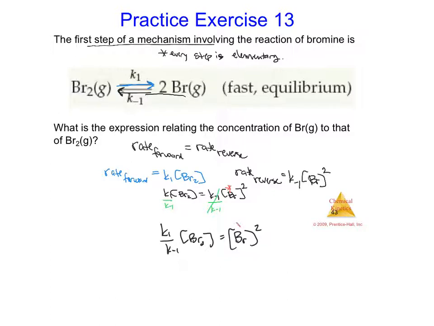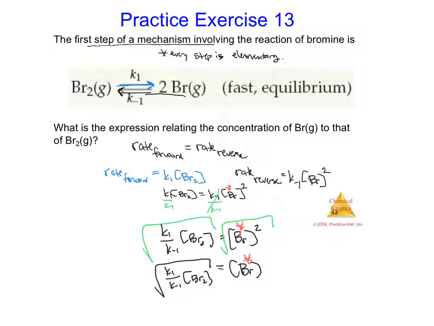And I want to get Br by itself. To do so, I'm going to take the square root of both sides. So now I can say Br, which is the intermediate that I'm asked to isolate, equals K1 over K minus 1 times Br2 to the 1/2 power, or square root. And that would be our answer.